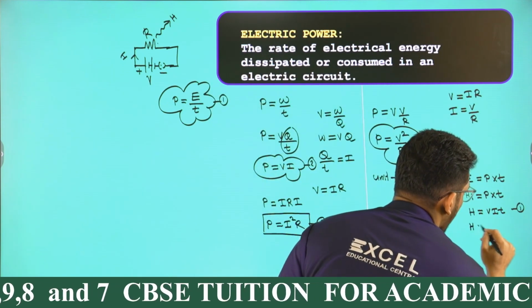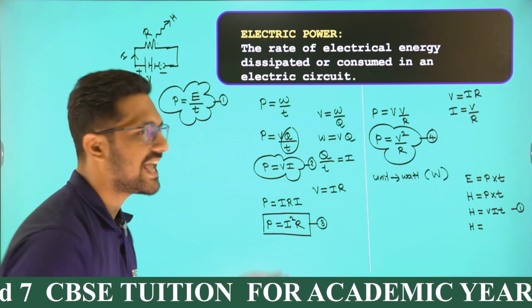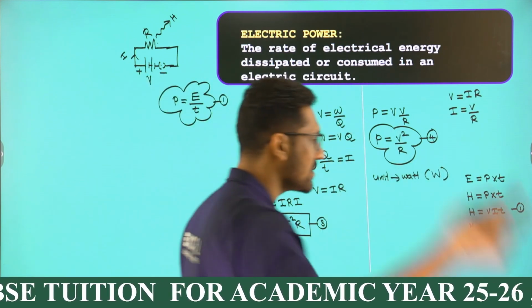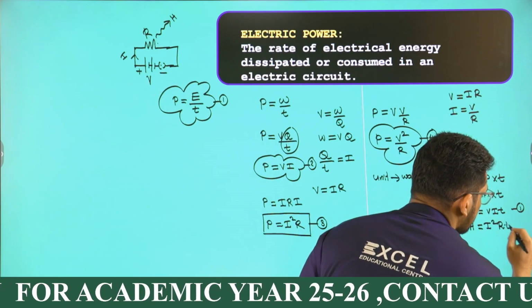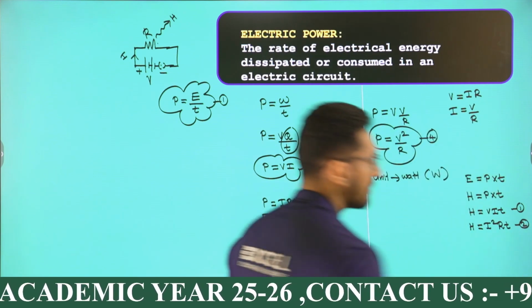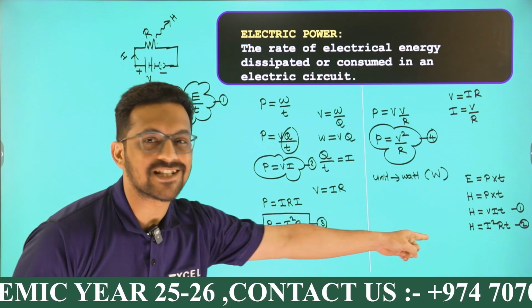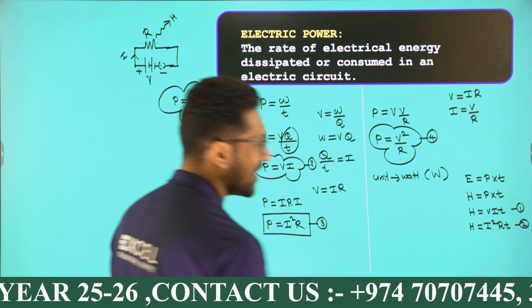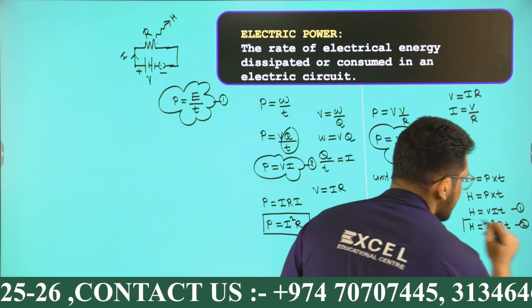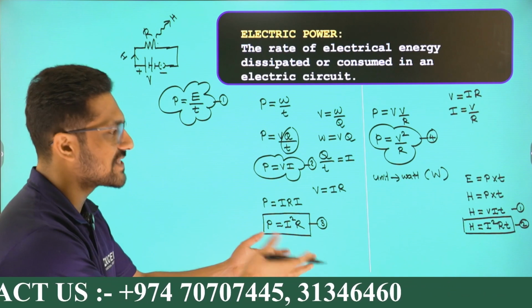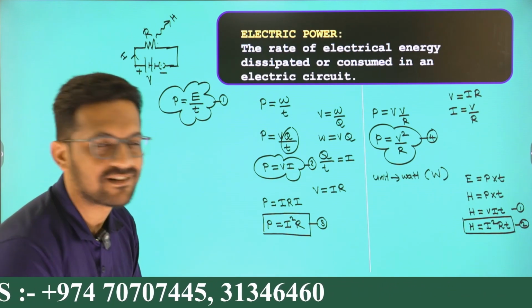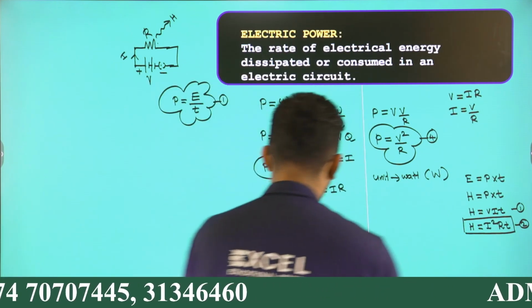Second one. Second equation of power. What is that? That is I square R. So multiply with T. I square RT. Second equation. Are you familiar with this equation? Yes, H is equal to I square RT is Joule's law. That is Joule's law. Right? Now the third equation.